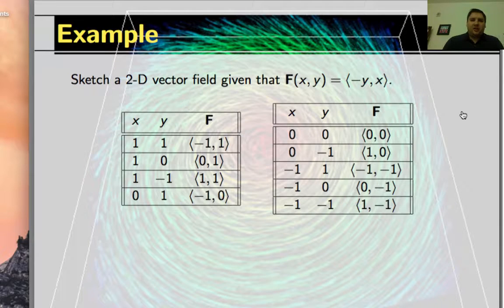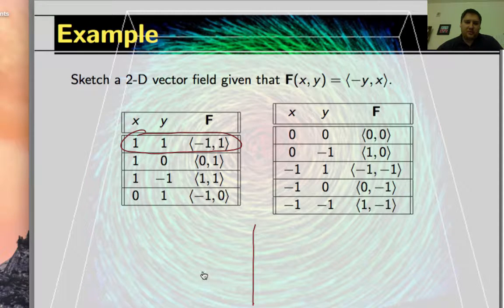So what I've done here is I've given you a table of values. I'm just using the values 1, 0, and negative 1 in every possible combination, just to see what's happening, and hopefully you are seeing here that you're just plugging in your x and your y. This first line, for instance, 1, 1, is giving me an output of the vector negative 1, 1.